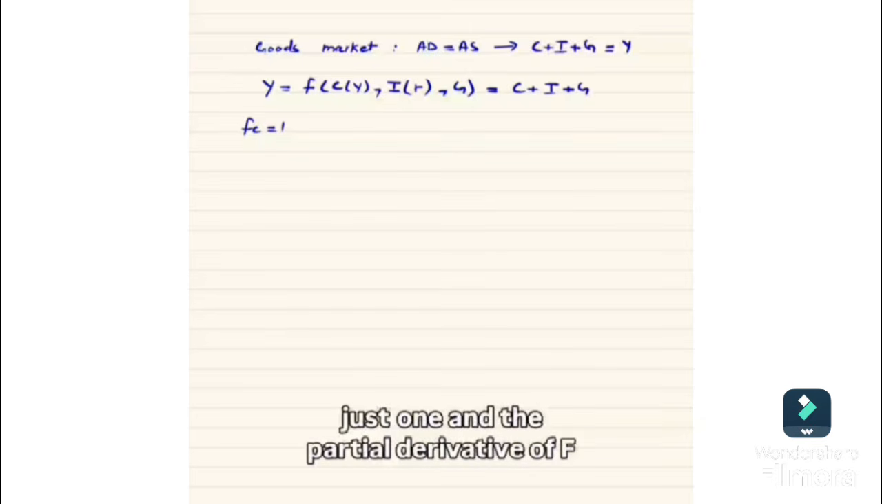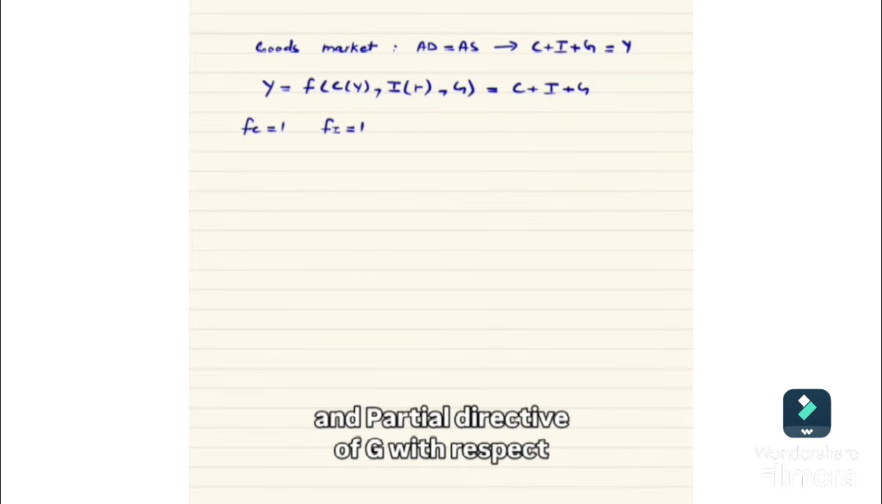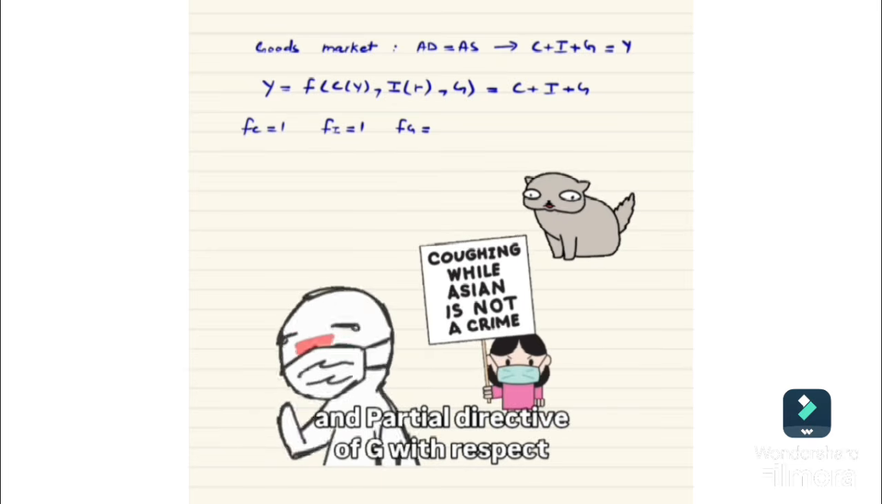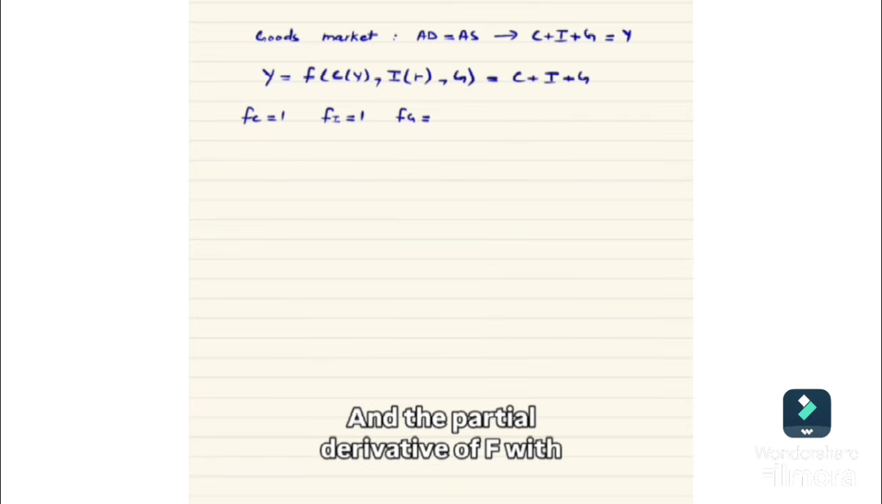Okay, we can see that the partial derivative of f with respect to C is just 1, the partial derivative of f with respect to I is just 1, and the partial derivative of f with respect to G is also 1.